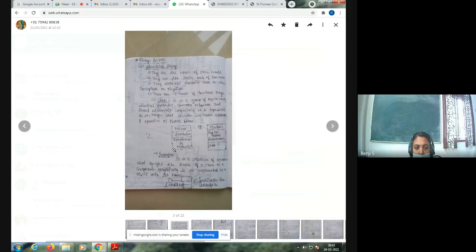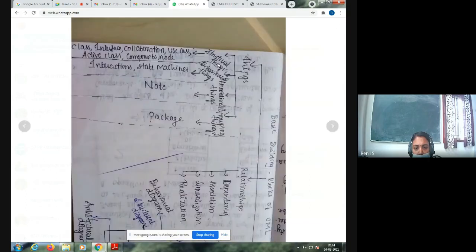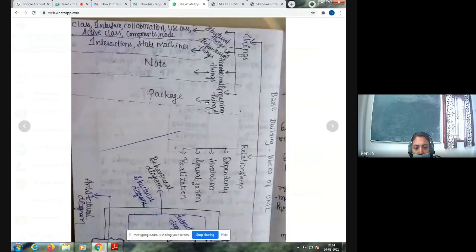Whatever noun we come across, we classify it under things. And the things in the UML model can be classified into four types: structural things, behavioral things, annotational things, and grouping things. So the basic building blocks of UML include things, relationships, and diagrams. And now we are going to study the things in UML. Things can be classified into four: structural things, behavioral things, annotational things, and grouping things.